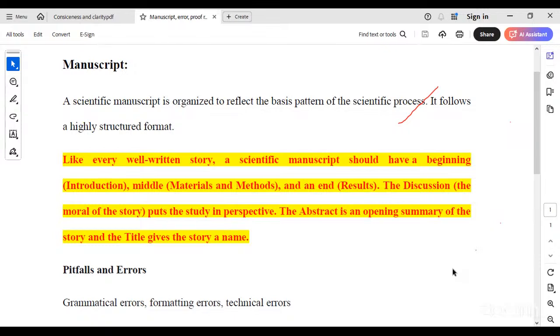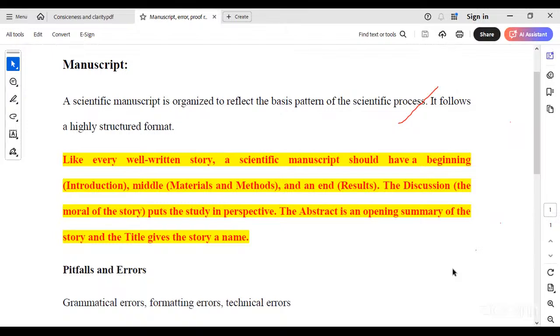And what do the results consist of? Results consist of the findings of the study, including the data, text, tables, figures, and other visual aids. Results should be reported in a clear and concise manner. Obviously, we have to highlight the important results, but not only the important results, we have to write all the results, including the significant results, including the insignificant results.